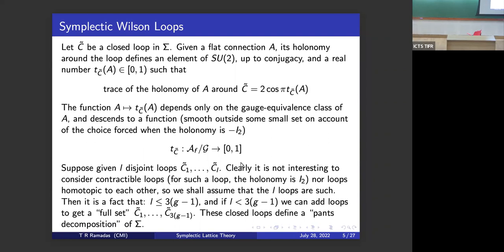So let me illustrate that here. So here is a pants decomposition. I hope I get this right. So in this case, I should get 18 loops, and I hope so, because there are 6 of these whole things, and in each of them there are 3 of these loops, so there are indeed 18 loops here.